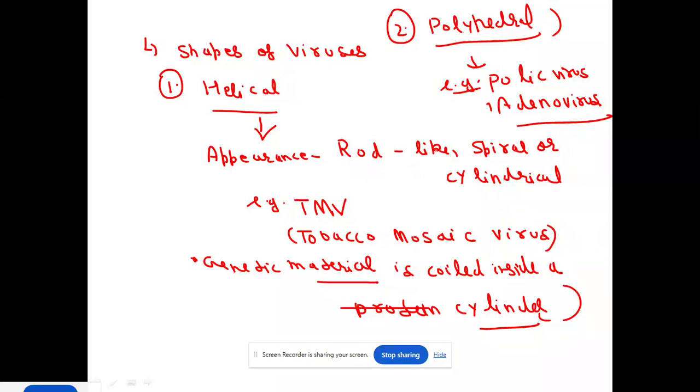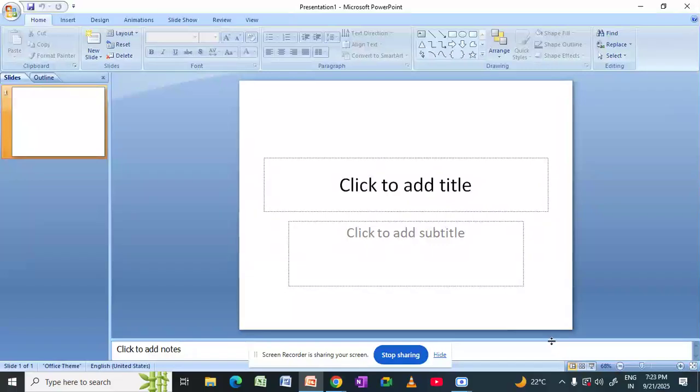Next is, may I erase this? Tell me. So our next is third one. That is important one. Yeah, tell me. Polyhedral shape meaning. Okay, that I am discussing here. So this thing I am discussing here easily.